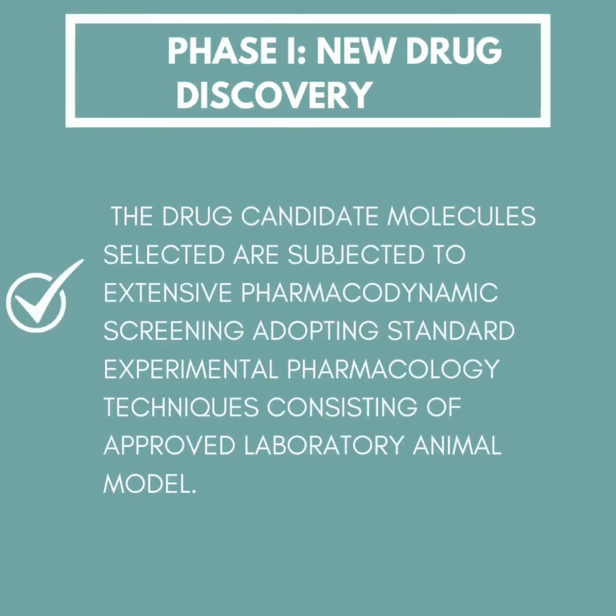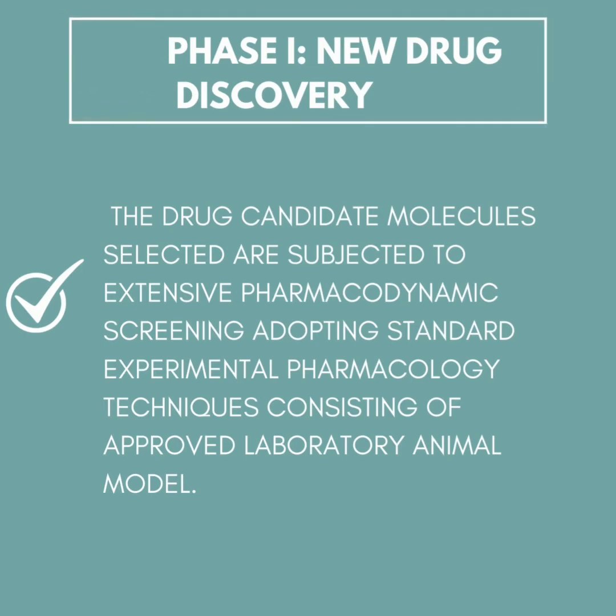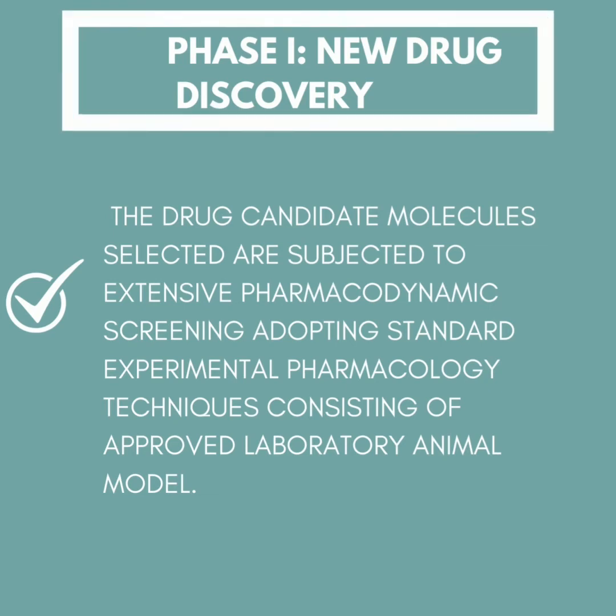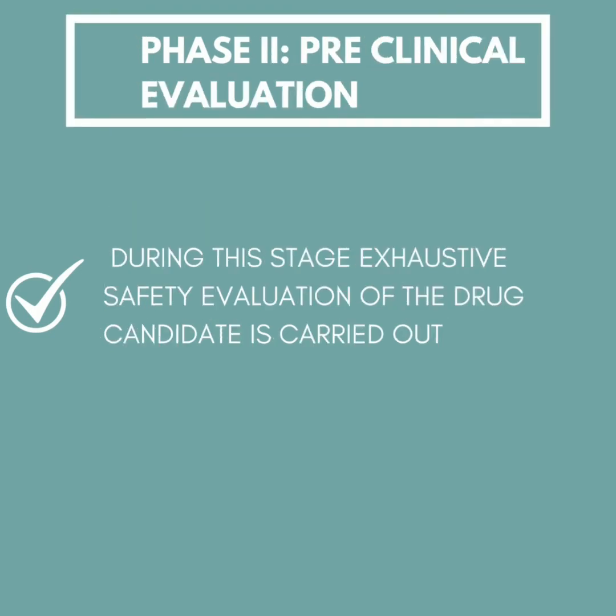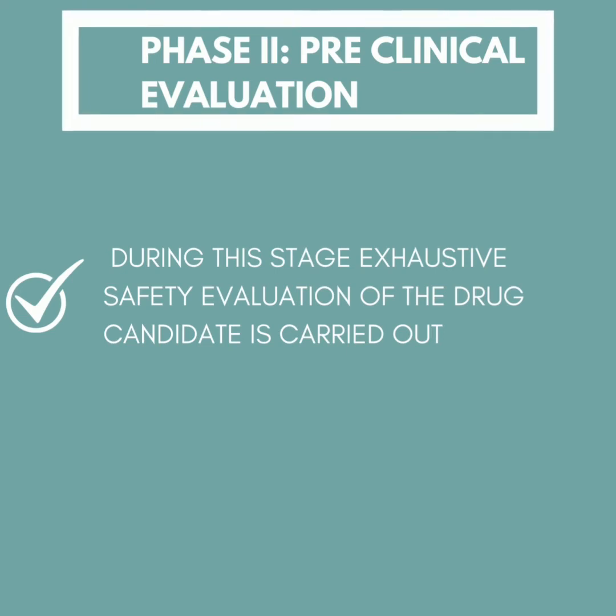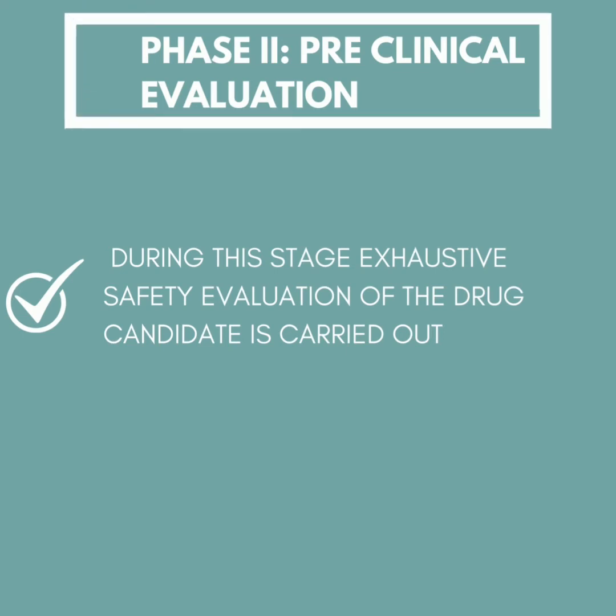Phase 1, or new drug discovery. During this phase, the drug candidate molecules selected are subjected to extensive pharmacodynamic screening, adopting standard experimental pharmacology techniques consisting of approved laboratory animal models. In Phase 2, or the preclinical evaluation, during this stage, exhaustive safety evaluation of the drug candidate is carried out.